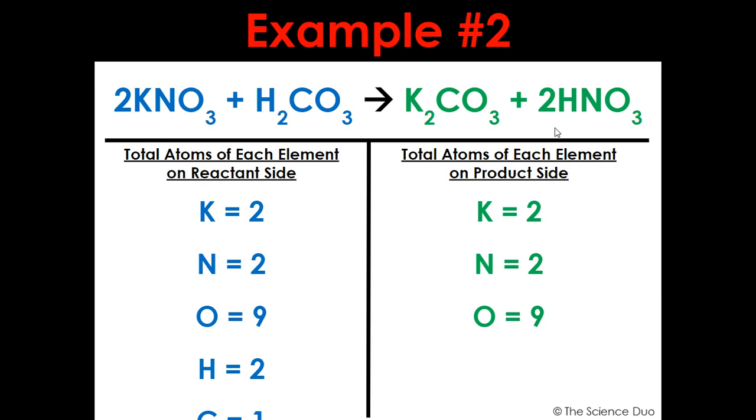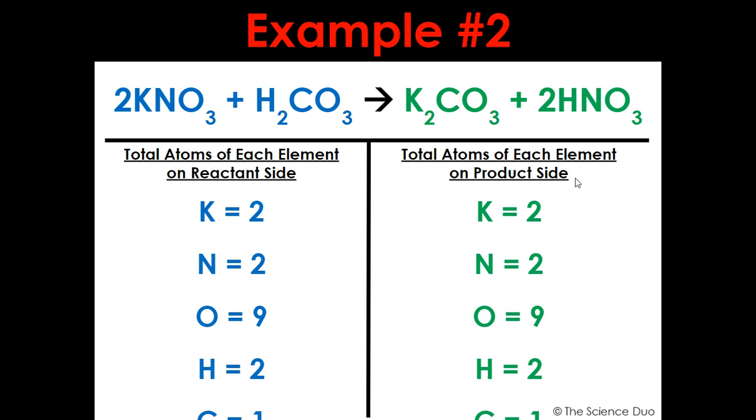The next is oxygen. The oxygen is going to be 9. So let's look at the subscript 3. So we have 3 plus 2 times the 3, which is 6. So 6 plus 3 is 9. And our hydrogen is going to be 2, because 2 times the subscript 1 is 2. And our carbon is going to equal 1, because we just have a subscript of 1.